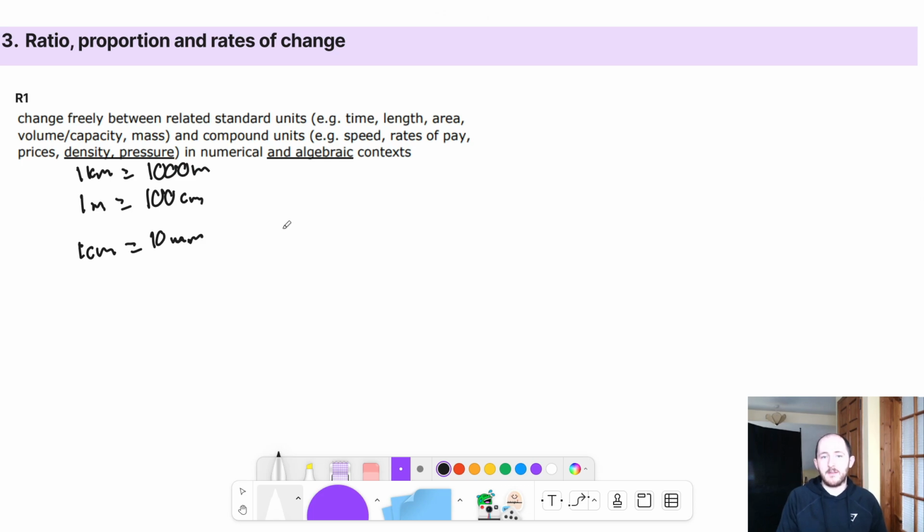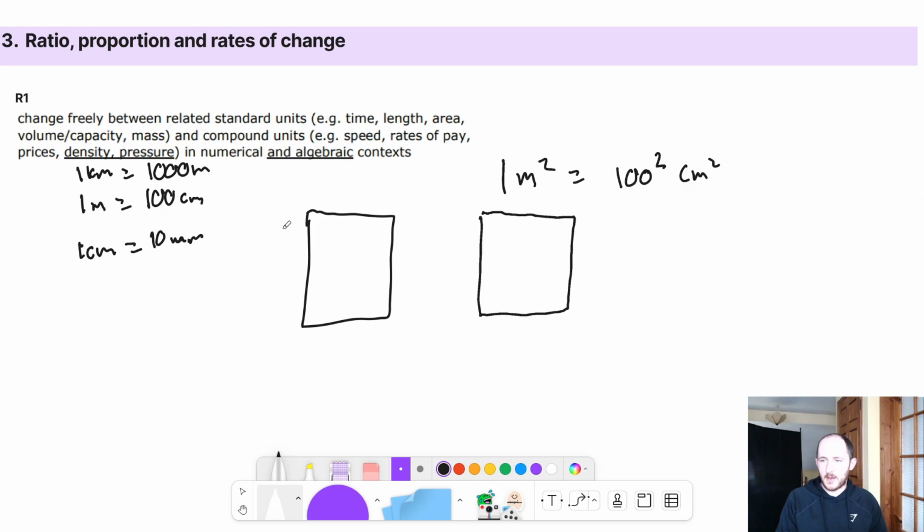With area and volume, this is where things get a bit more complicated. So with an area, what is 1 meter squared in terms of centimeters squared? A lot of students just write 100. That's not correct. It's actually 100 squared centimeters, okay? And the reason for this is when you have a square, right? What we're going to do is work out the area of this square, which is 1 meter by 1 meter, okay? Then the area would be 1 times 1, which is 1 square meter, yeah?